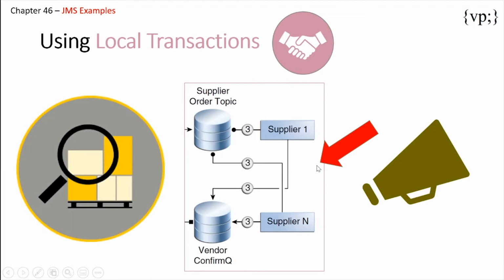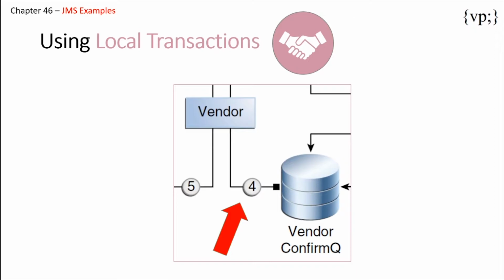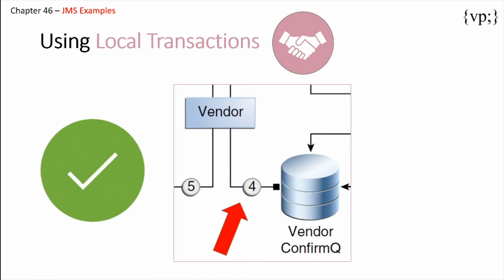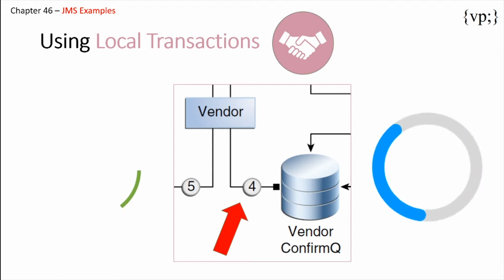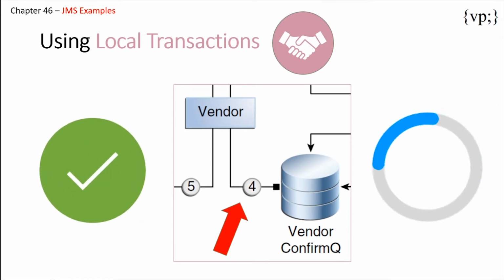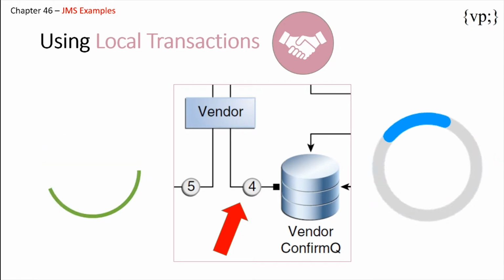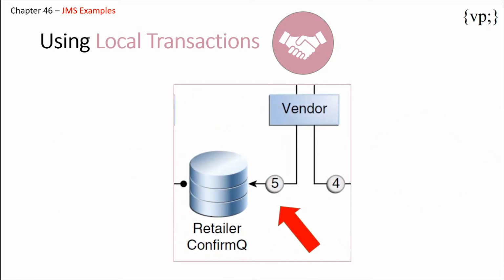So then the next step will be our vendor confirm queue to our vendor. The vendor then receives the supplier's replies from its confirmation queue and updates the state of the order. Messages are processed by an asynchronous message listener called the vendor message listener. Then in our second last step, we'll see that the vendor class will then send a reply to our retailer confirm queue. When all outstanding replies are processed for a given order, the vendor message listener sends a message notifying the retailer whether it can fulfill the order or not.